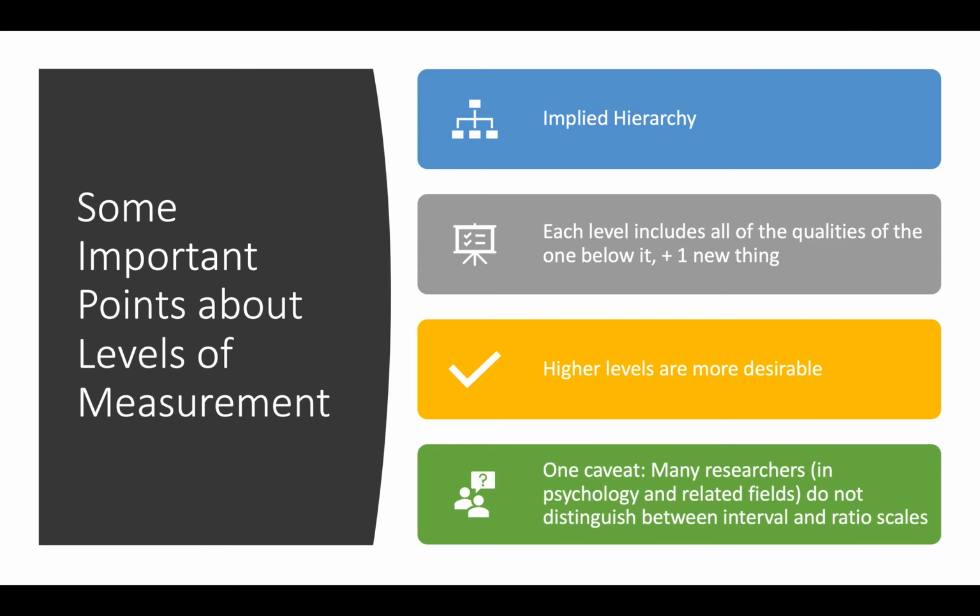So we've learned what the 4 properties of measurement are and the 4 scales of measurement. Do you see how all of these things are actually building into measuring a single variable? Well, there's a couple things that we need to remember. So first, there's an implied hierarchy here. Each scale of measurement includes all of the qualities of the one below it plus one new thing. And the higher levels are more desirable because they're more precise. So the ratio is more precise than interval, which is more precise than ordinal, which is more precise than nominal.